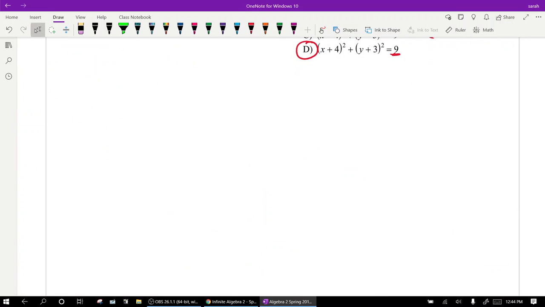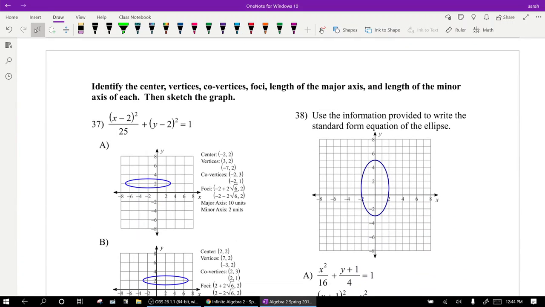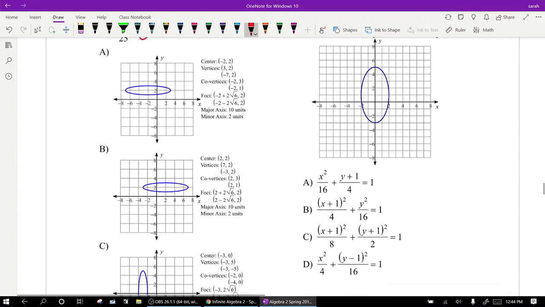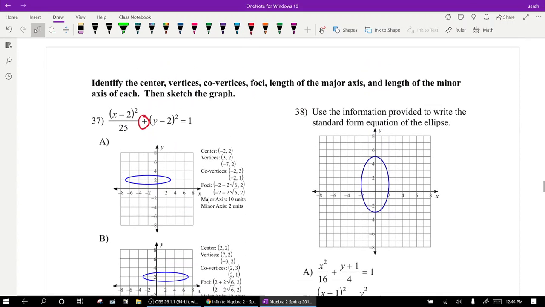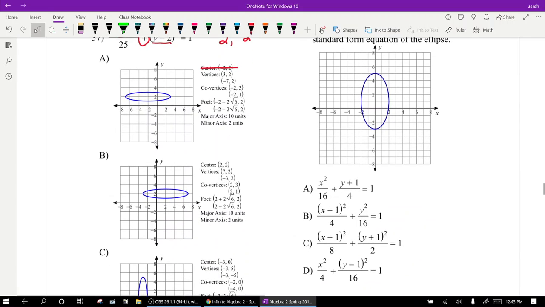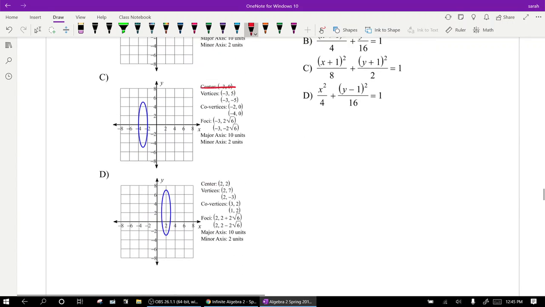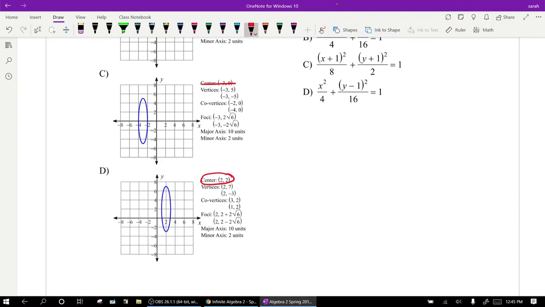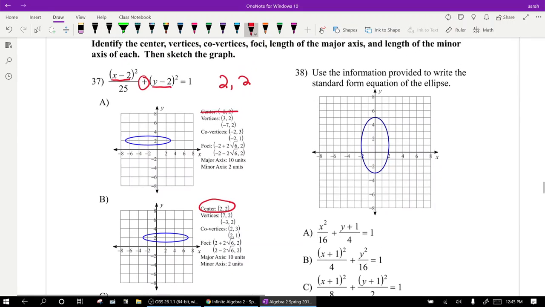Number 37 says identify all these things, and sketch. So first of all, let's just take a look at this. I can see it's added, so it's going to be an ellipse, and all 4 of them are an ellipse, so that's good. All right, let's get our center. Center is going to be at 2, 2. So that's positive 2 and positive 2. So notice this one is -2 and 2, so that one can't work. It could be B, that one could work. Can't be C because the center's in the wrong place. And it can be D. So now I need to check and see, is it D or B? I have a 50-50 chance.